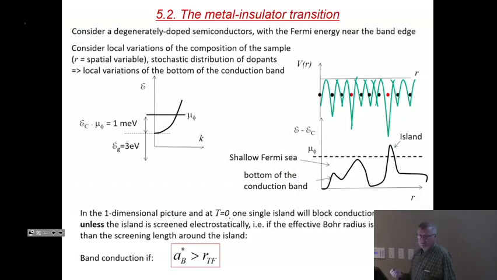So let's consider a degenerately doped semiconductor, because that's the easiest thing to work with. You fill your bands up to a value, mu naught, that's above the edge of the conduction band, just as an example. Now, let's say that you don't fill it very deep. You fill it, say, 1 meV above the band edge, and then you have a 3 eV gap level below.